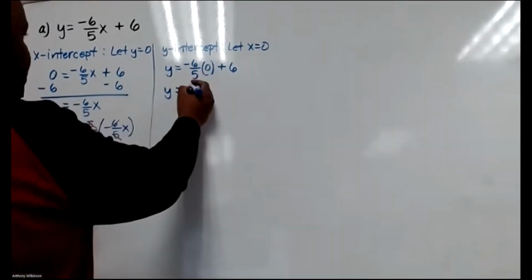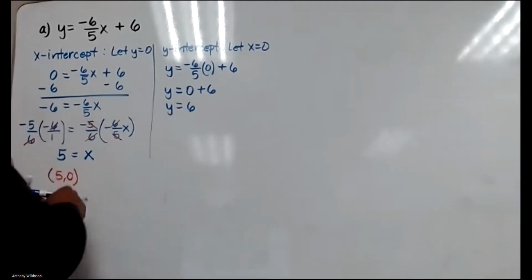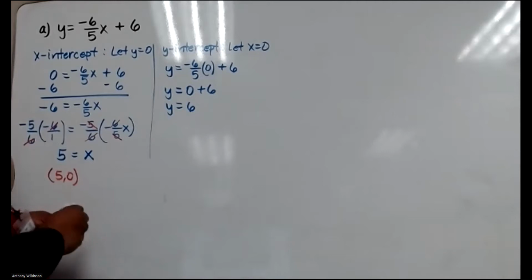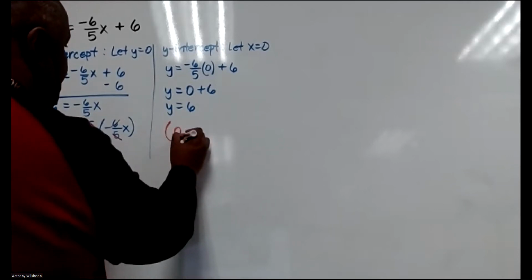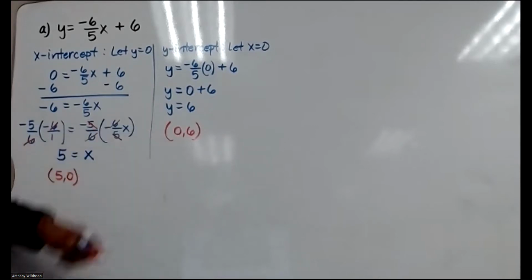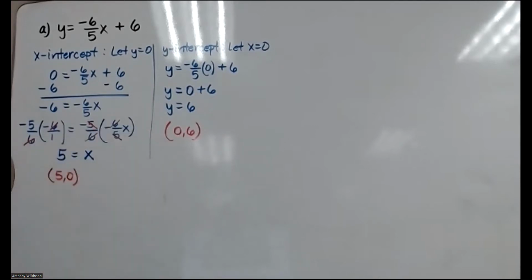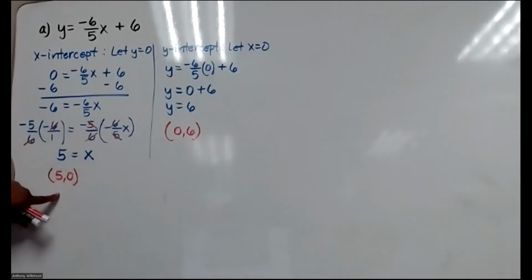This will be 0, so this will be 0 plus 6, which means y is equal to 6. So the ordered pair for that y-intercept would be 0, 6. Because we let x be 0, so the 0 comes first, the y comes next. So these are my two intercepts here. The x-intercept is 5, 0, and the y-intercept is 0, 6.